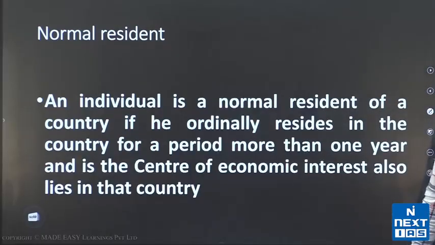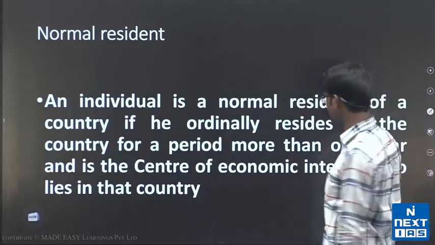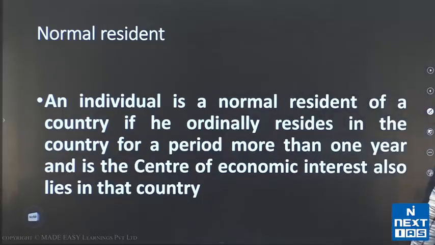Point number 2. GNP means who. Who means, like Kaun Banega Crorepati. Write: GNP means who, in brackets, normal residents. A resident is anyone staying a minimum of 1 year or more in India whose economic interest lies with India. That is called an Indian resident. So GNP means who, and GDP means where, the economic territory.